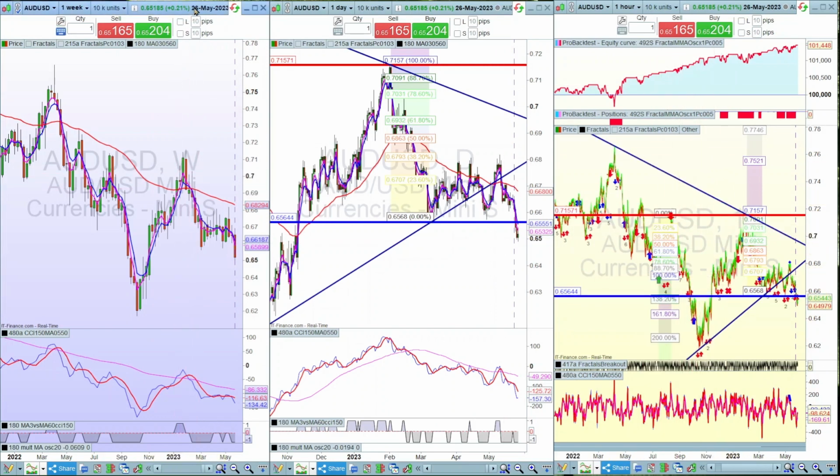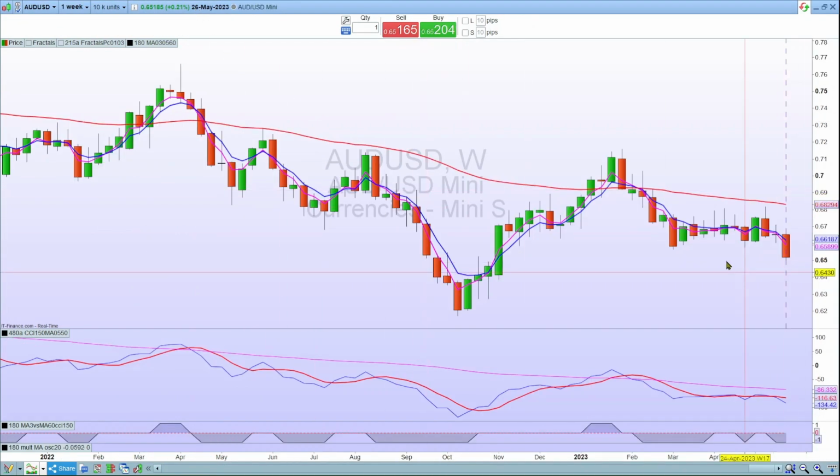On the weekly, first off, if you're new to the channel, we look at the triple moving average of the price chart, and that's the moving average 3, 5 and 60. We combine that with the moving average 5 and 50 of the CCI 150. If they're aligned short, it gives us a bearish signal. If they're aligned long, it gives us a bullish signal. And if they're not aligned, it gives us a neutral signal. At the moment, it's a bearish signal, so only short positions primarily should be taken.